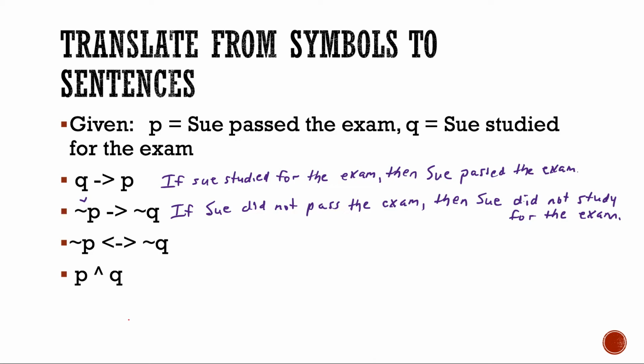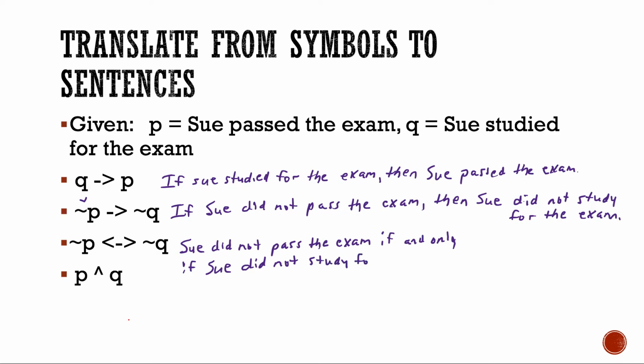The third one is an if and only if statement. And it's if and only if between the two negations. So in the negation of P, we'll add a not into the P statement. So Sue did not pass the exam. We'll put our connective, if and only if. And then we're going to put the negation of Q. So we'll take the Q statement and put a not into that. So if and only if Sue did not study for the exam. So Sue did not pass the exam if and only if Sue did not study for the exam.